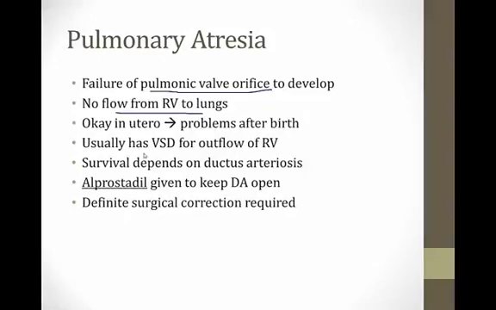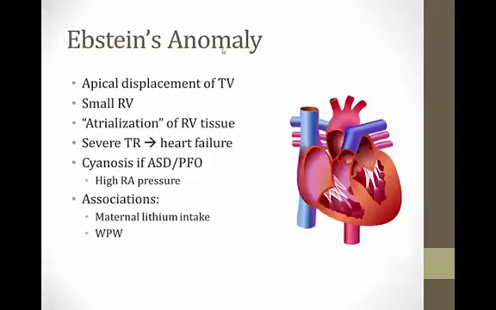Usually these babies have a VSD for outflow of the right ventricle, and the survival depends on the ductus arteriosus to allow blood to cross from the arterial system to the pulmonary artery and get to the lungs. Prostaglandin is sometimes used to keep the ductus arteriosus in these babies open until definitive surgical correction can be done. And finally, we'll talk about Ebstein's anomaly.